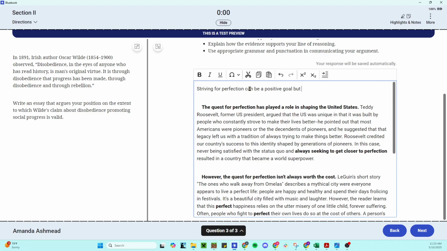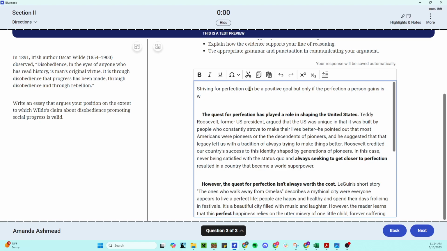Actually, I would probably say, but only if the cost of perfection is worth... no, it would be only if the perfection a person gains is worth the cost they or others pay.